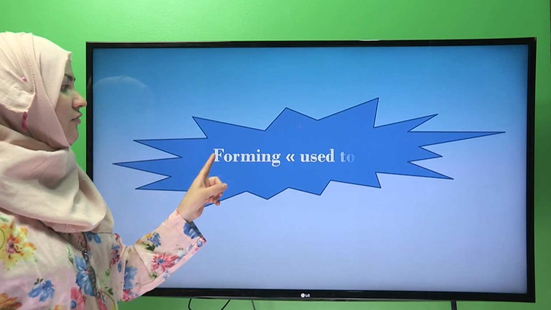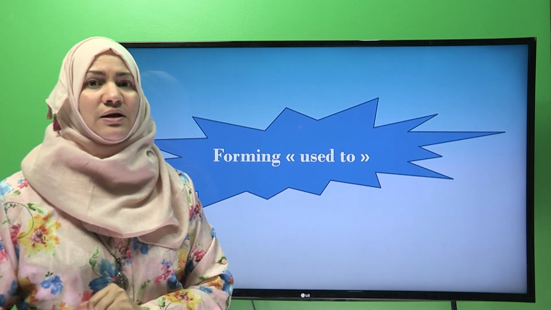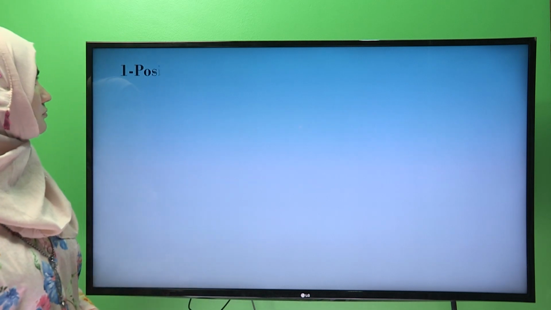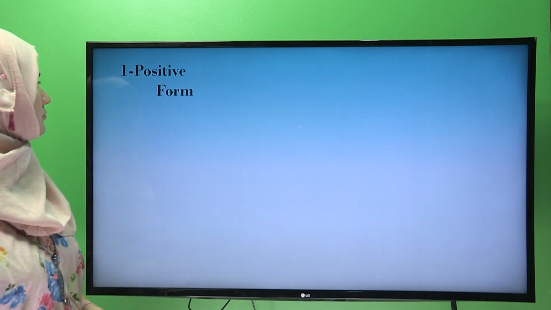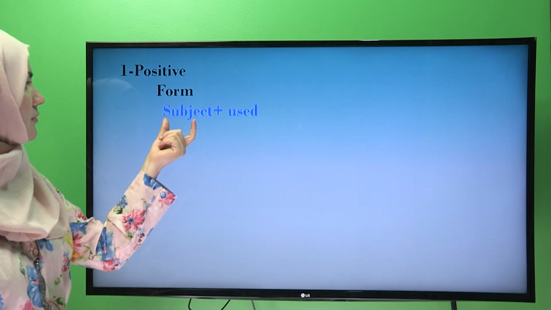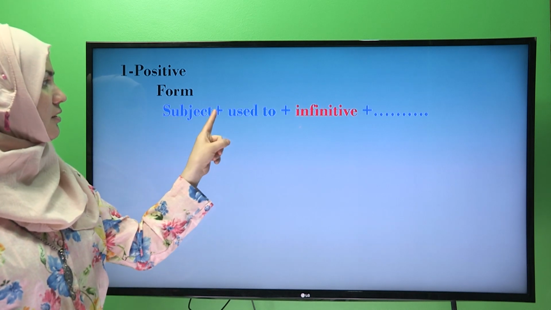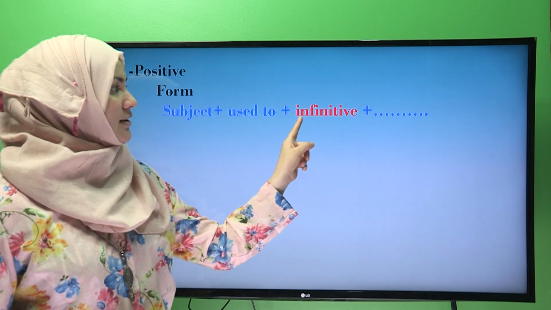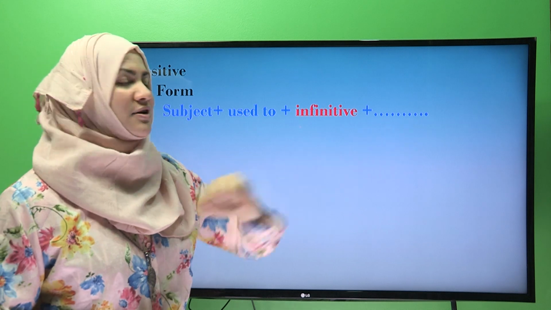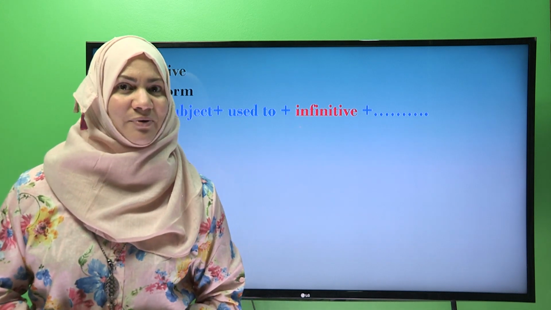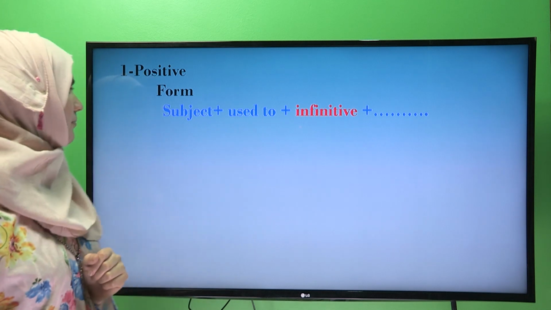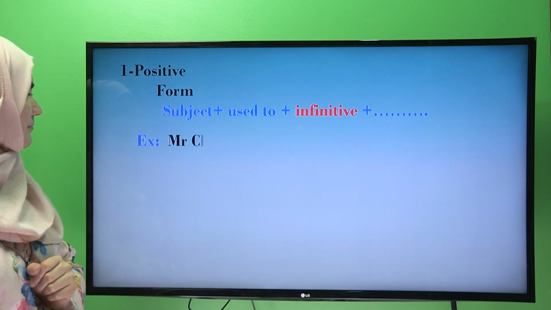Let's see together now forming used to. How do we form used to in positive form? The form is subject plus used to plus infinitive plus the rest of the sentence and full stop. This is positive form, affirmative form. Let's see together an example.